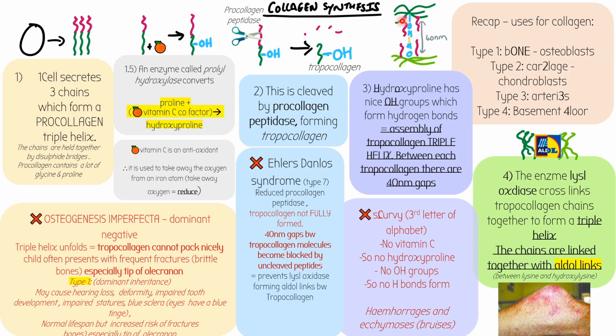If we block the gaps, then we're not going to leave room for our enzyme lysyl oxidase to make an aldol link between them. So therefore, our collagen is not going to be strongly cross-linked, because our gaps are filled. The gaps that should have the aldol link in them have this useless uncleaved stuff getting in the way. This leads to very stretchy skin and hypermobile joints. So you can be very flexible, and also have a short stature.